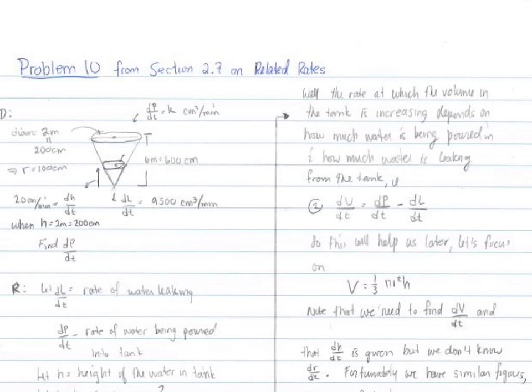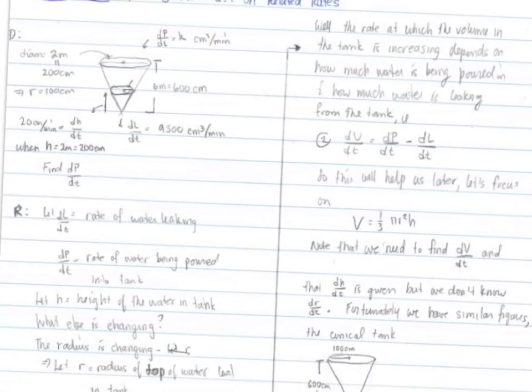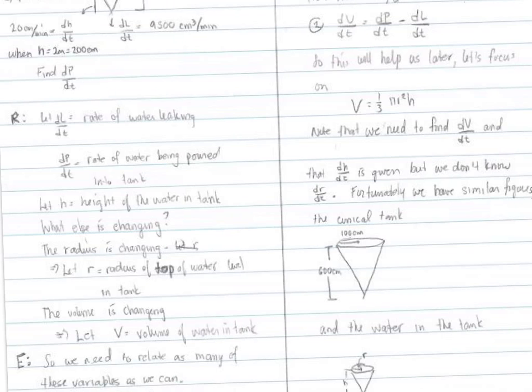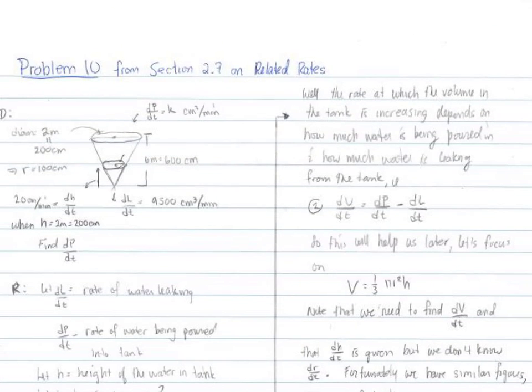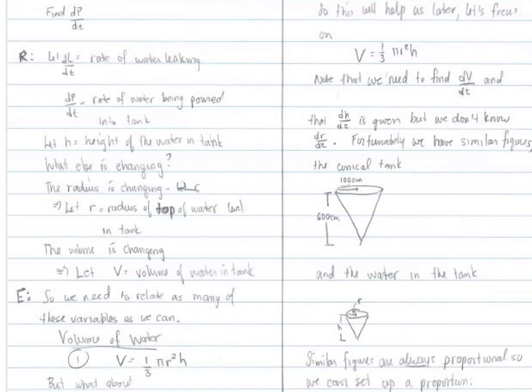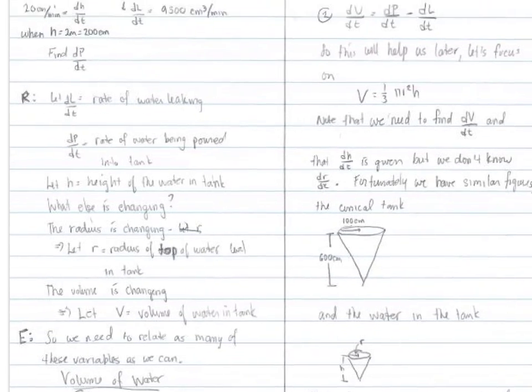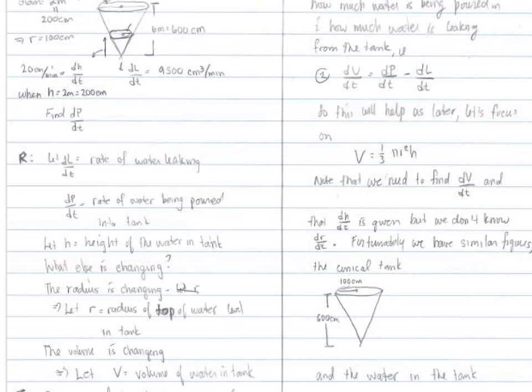So next I go with the rates. And so going with these rates over here, oh, sorry about that. Let me see if I can just move it up. All right, there you go. So we have the water that's leaking. And so I decided to label that as dL/dt. That's the rate of the water that's coming out. And then there's water that's being poured into the tank, and so I call that dP/dt. It's coming into the tank. And I'm going to let h be the height of the water in the tank.